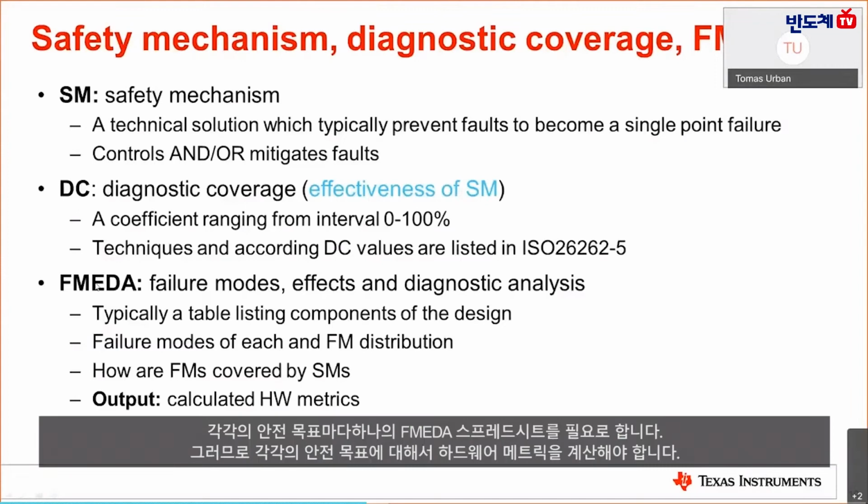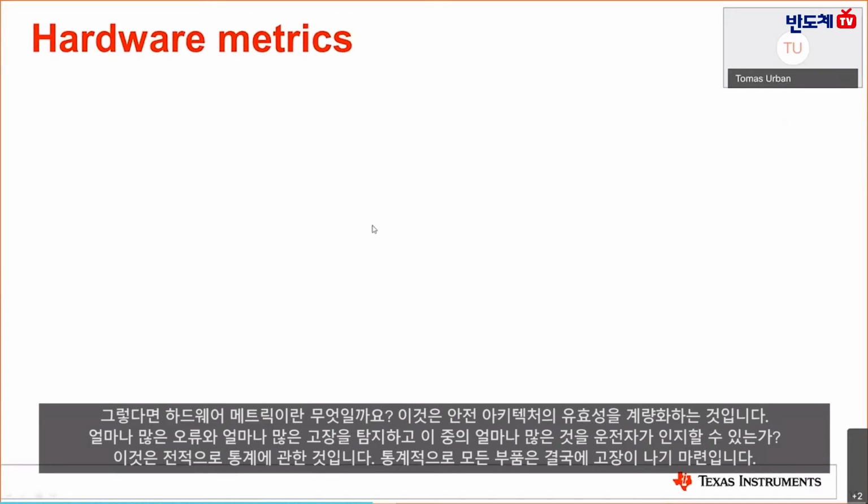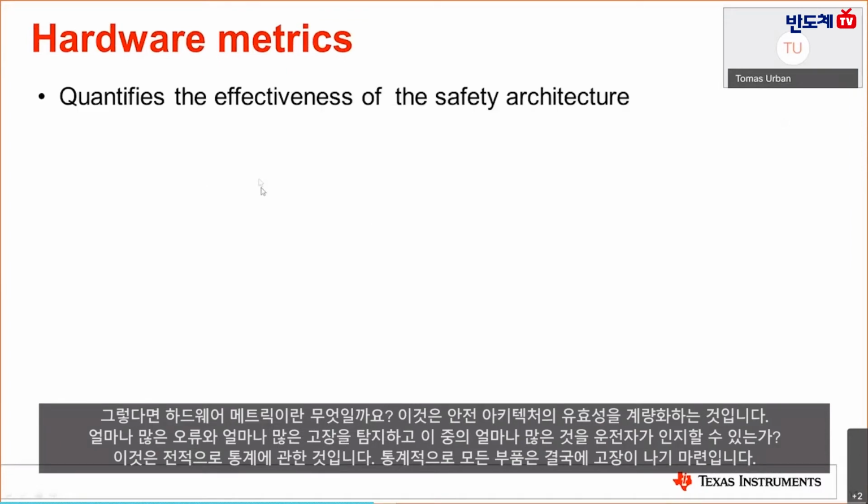Just one more detail, each safety goal basically requires one ASIL spreadsheet. So you need to evaluate every safety goal in terms of the hardware metrics. So what are hardware metrics? It basically quantifies the effectiveness of the safety architecture in terms of how many errors or failures are detected, and how many of them are perceived by the driver.